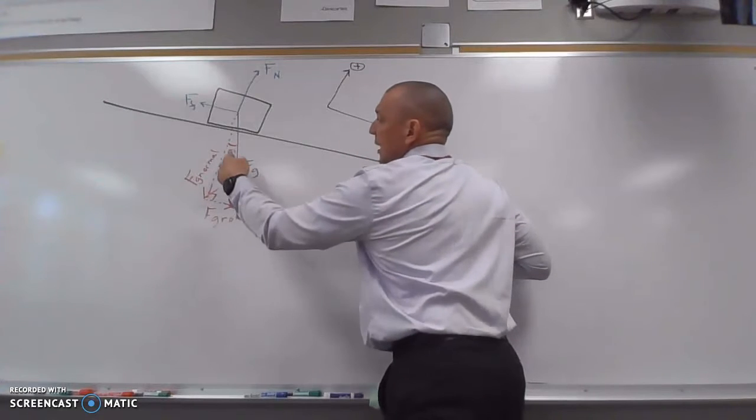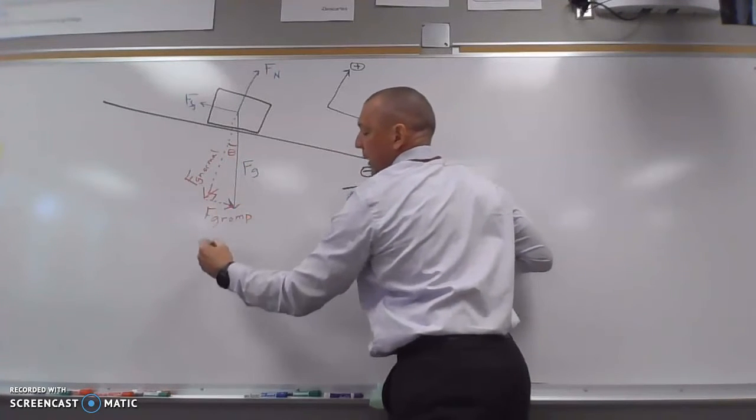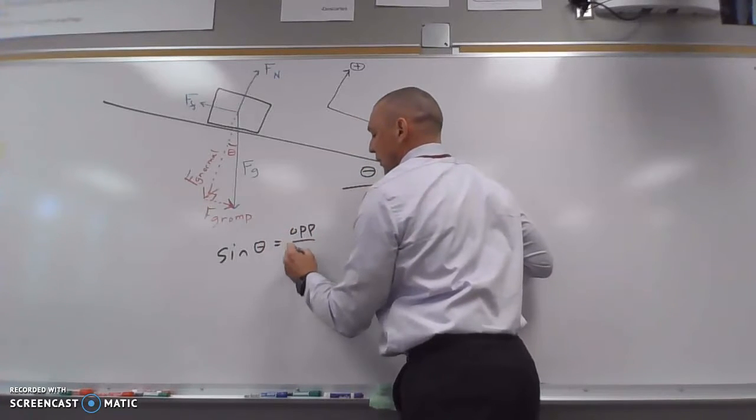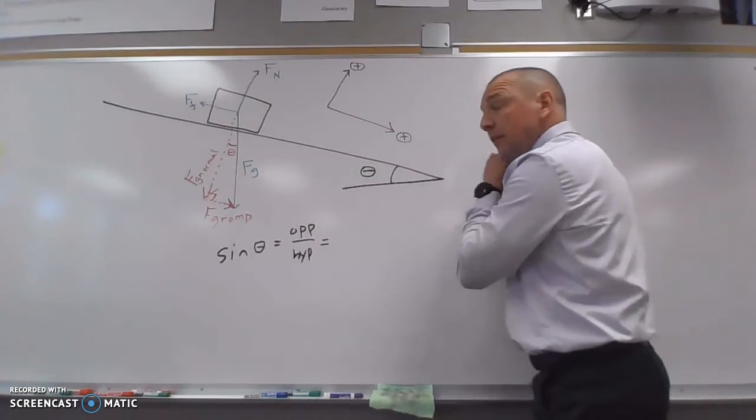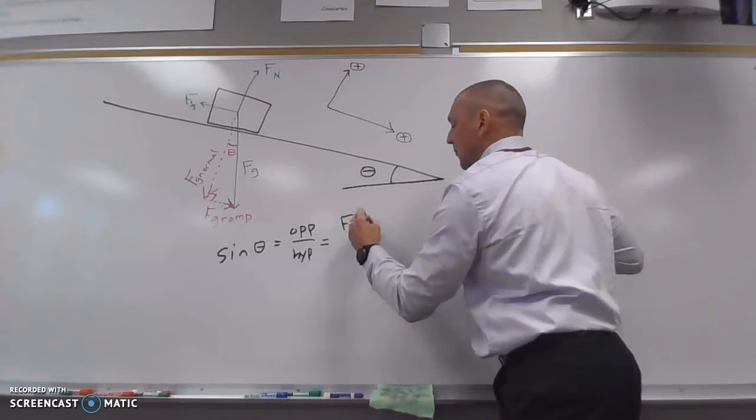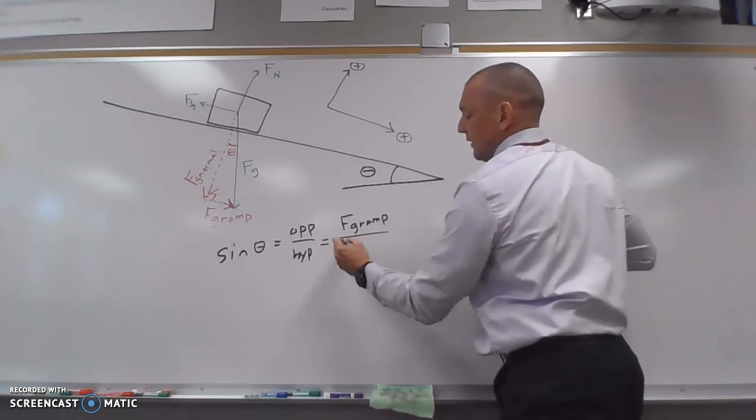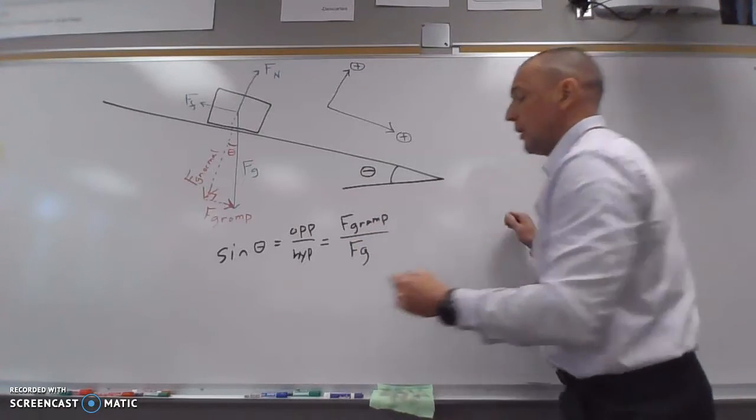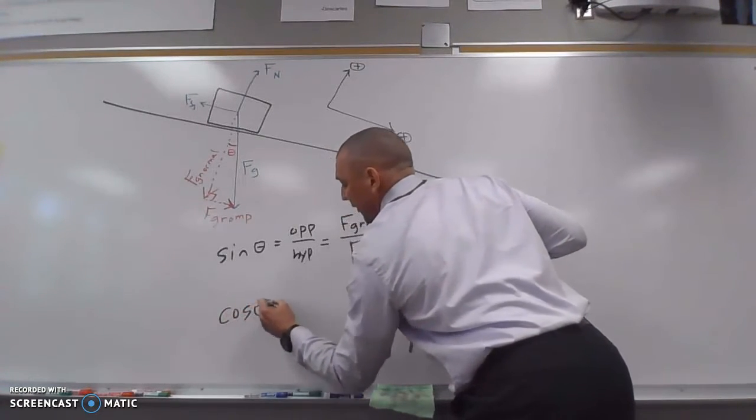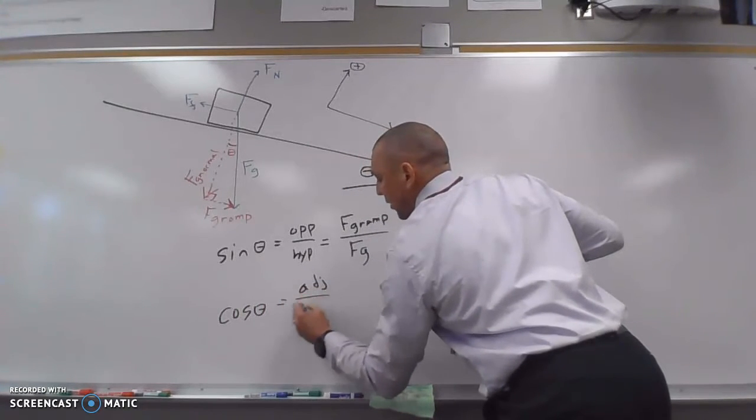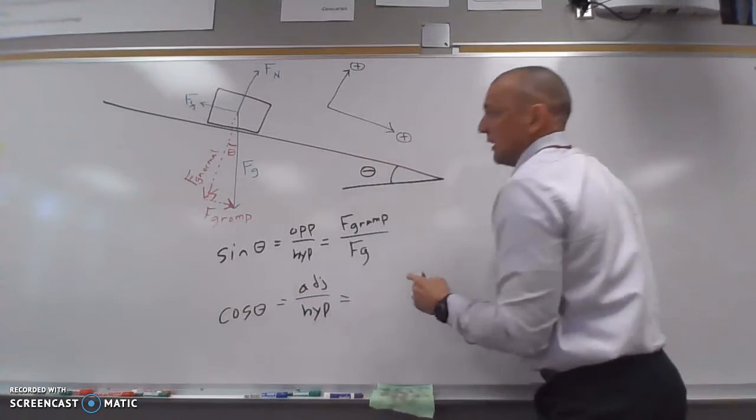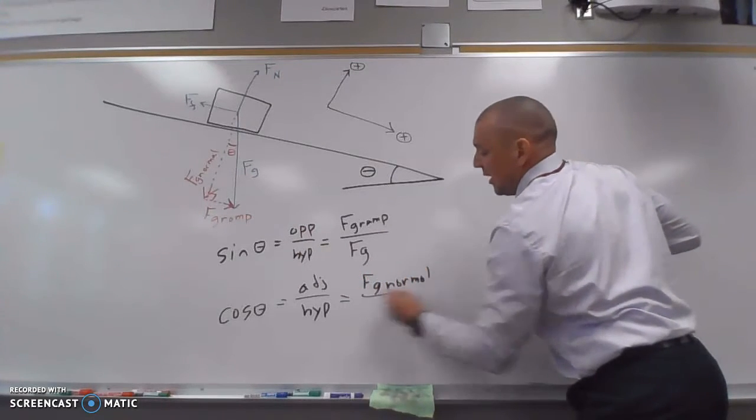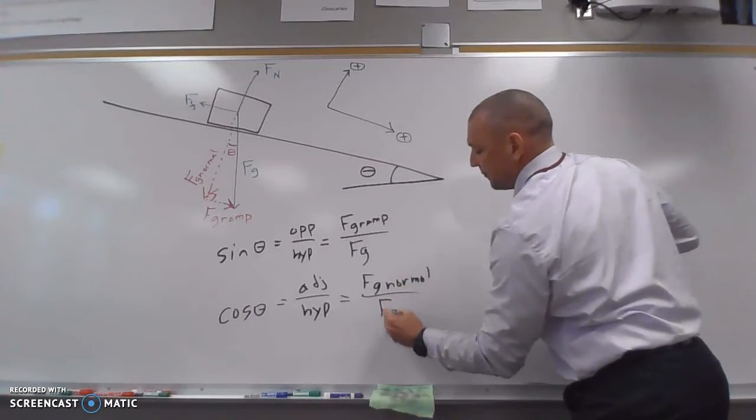So if we look at the side opposite the angle, that'll be FG ramp. So we can say sine theta is equal to the opposite over the hypotenuse. And for us, the opposite is FG ramp. And the hypotenuse is just FG, the force of gravity. And the same way we can write out for cosine theta, we're going to have the adjacent over the hypotenuse. The adjacent side is FG normal, and the hypotenuse again is FG.